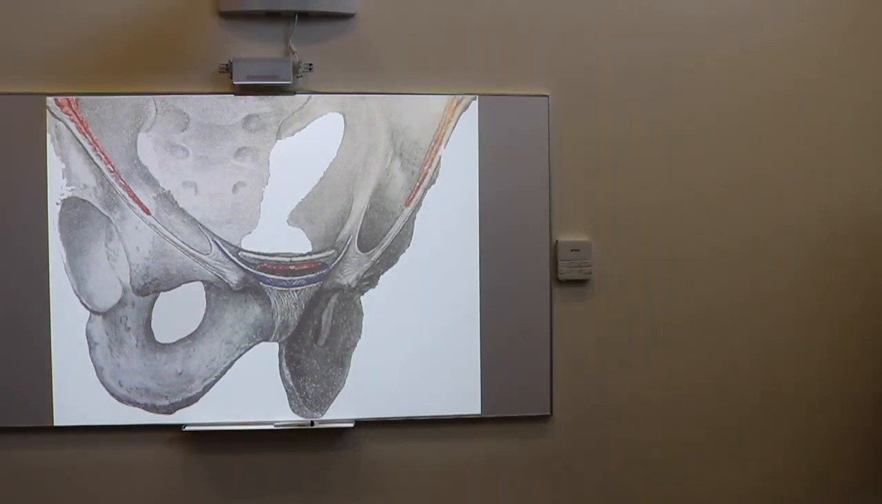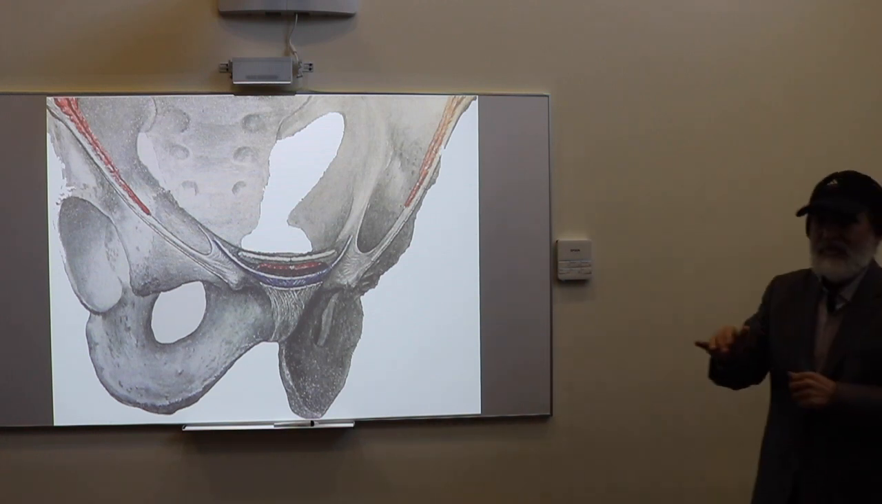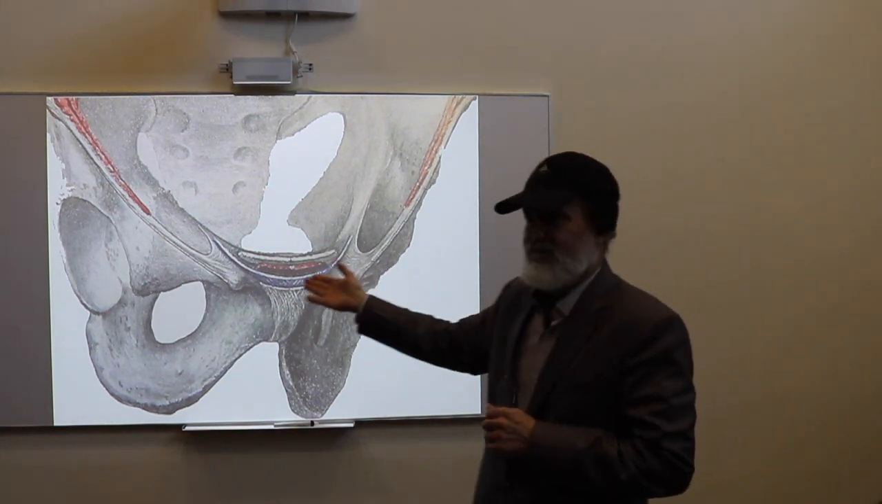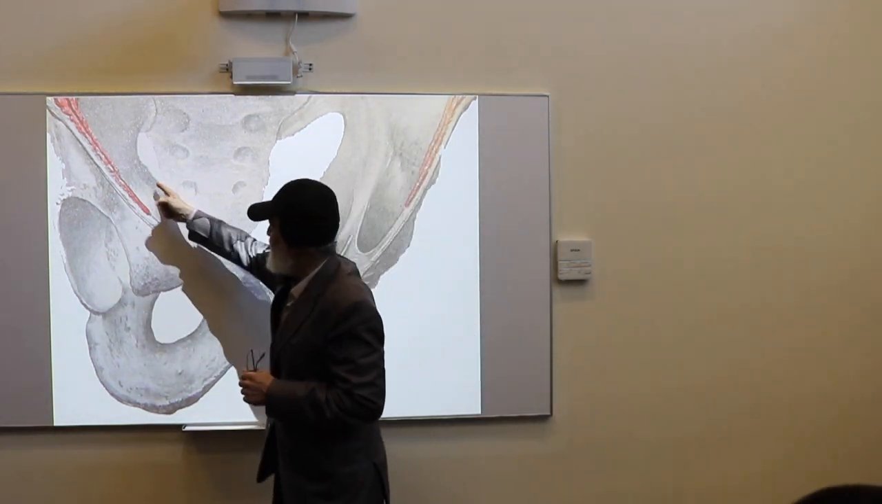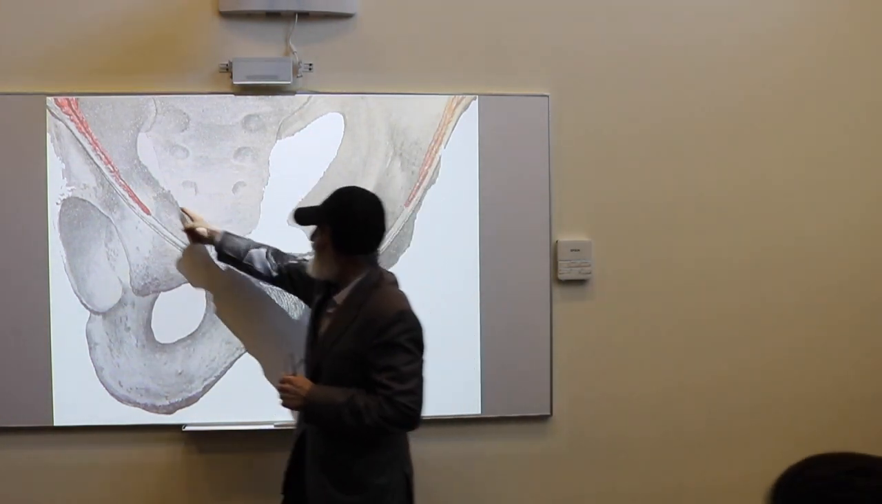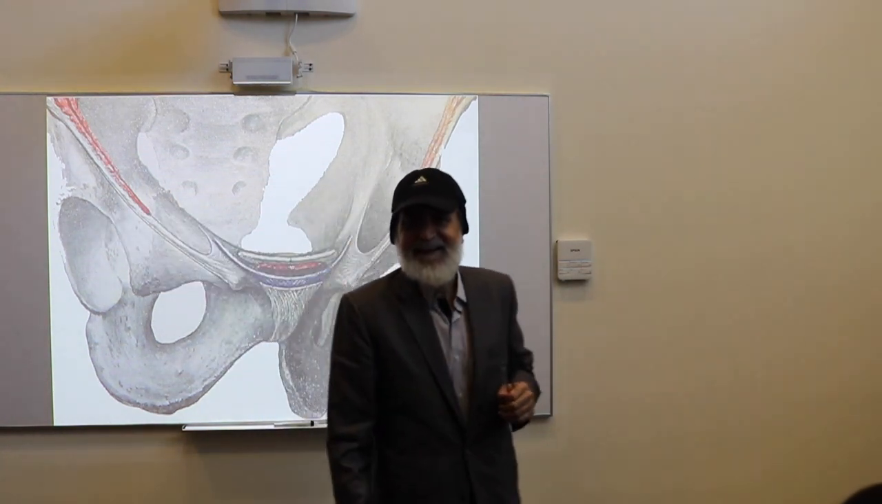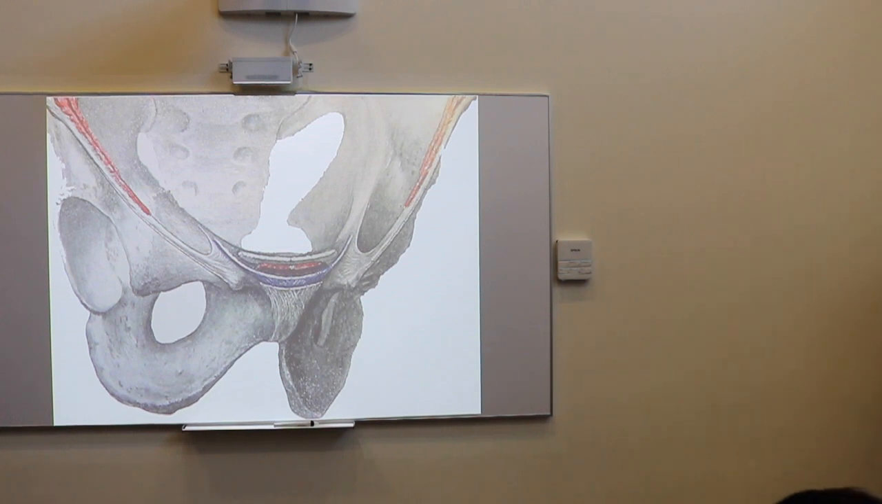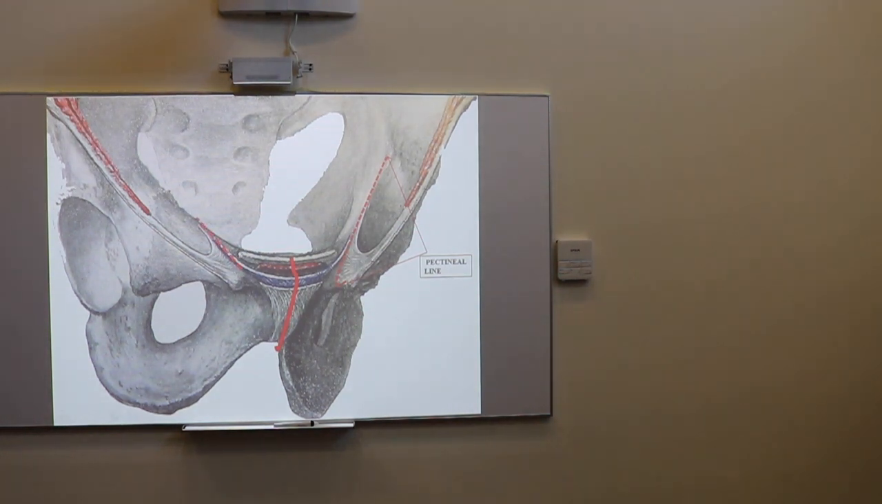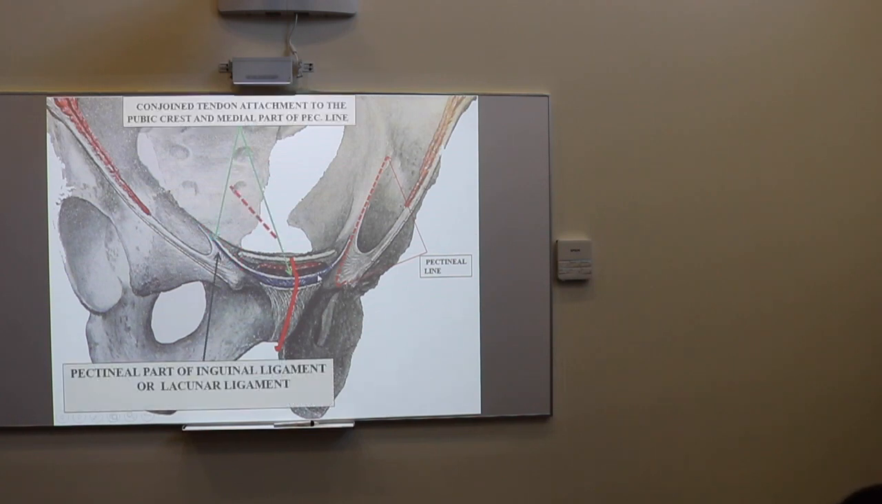Okay, so conjoint tendon is perpendicular to lacunar. This is the extension of what? This is the pectineal. Are you following? Pectineal line, and it ends up here, which is the lacunar.